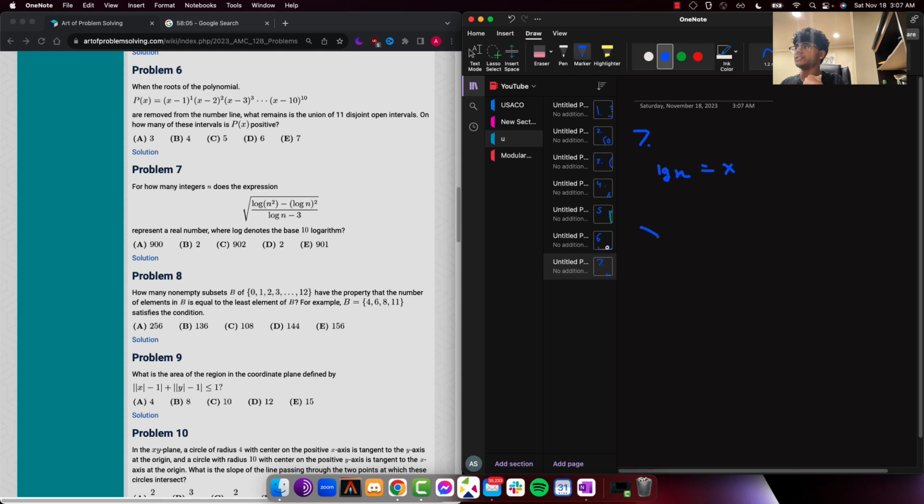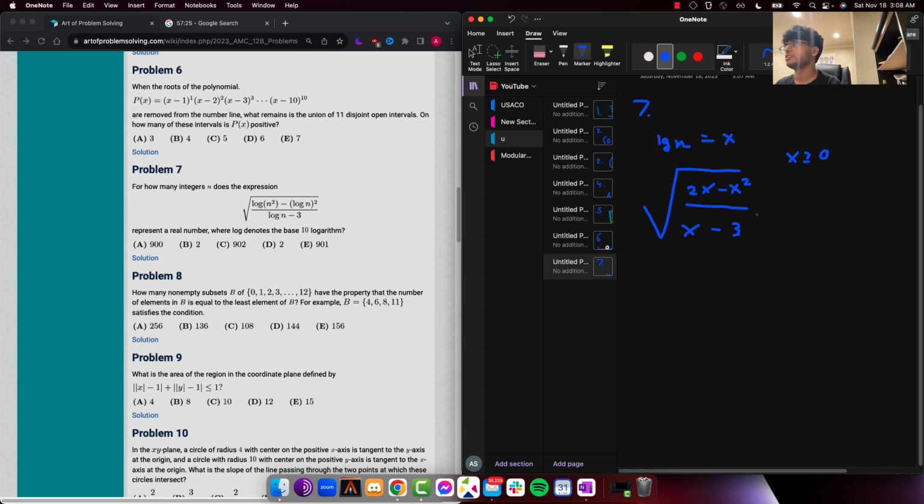So we can just think of this as square root of 2x minus x squared over x minus 3. Writing is such a pain. And we want this to be greater than or equal to 0. The inside has to be greater than or equal to 0 in order to make this work. And we know x is a logarithm, so x itself has to be greater than or equal to 0 as well. Because the logarithms can't be negative, but they can be 0 if n is 1 basically. So x greater than or equal to 0 is a required thing that we have to keep in mind.